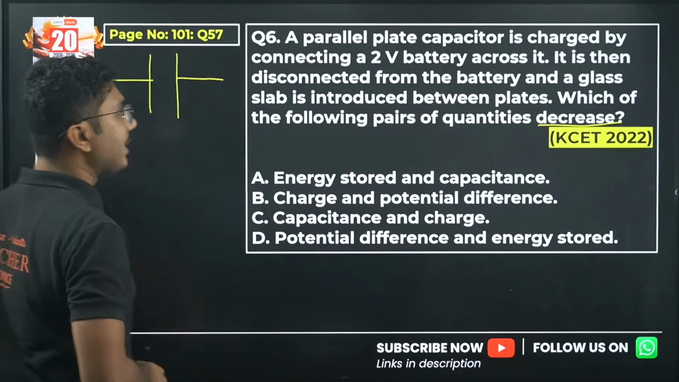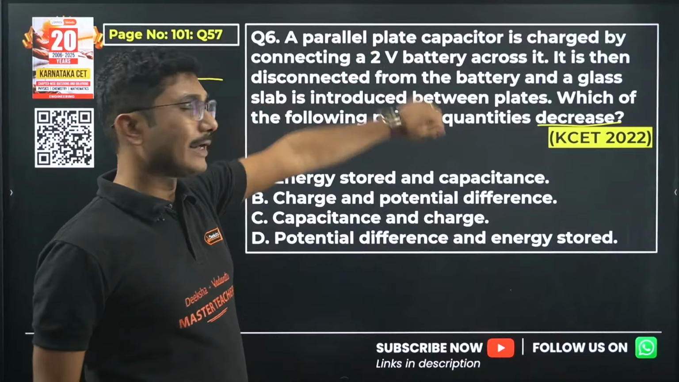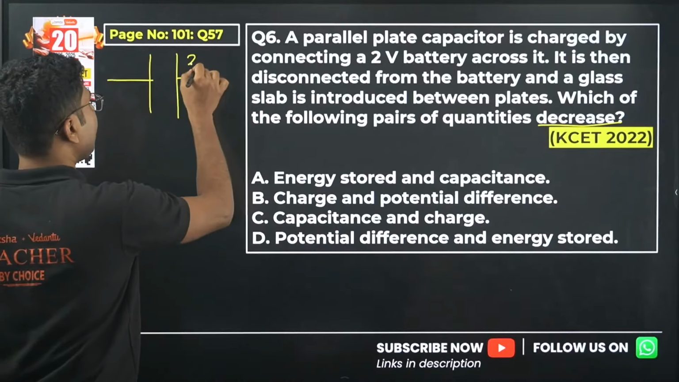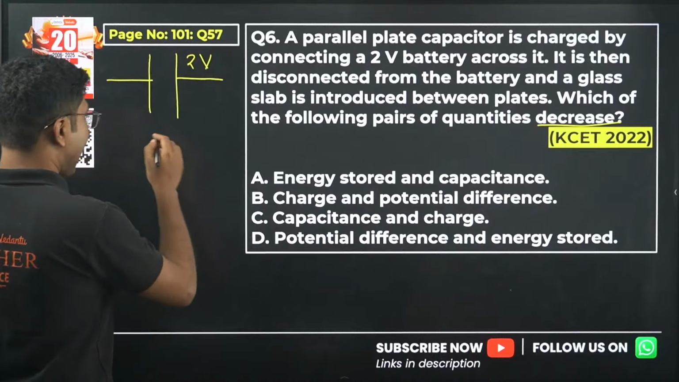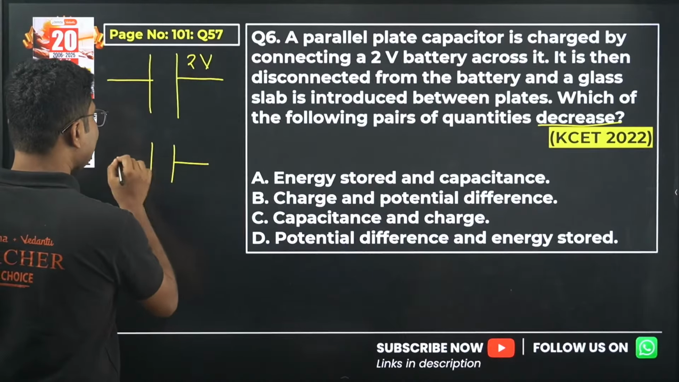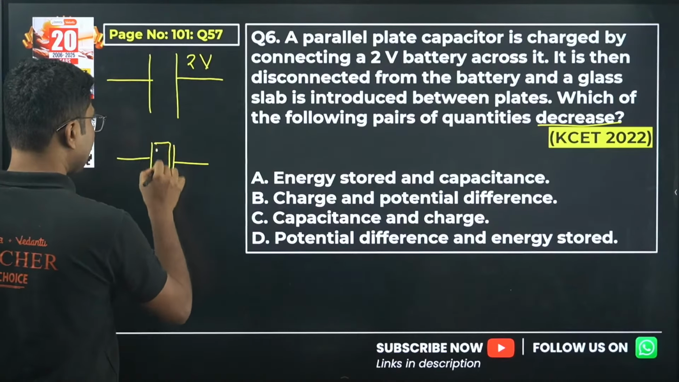First of all, here we have a parallel plate capacitor and it is charged by a battery of 2 volts. So the potential definitely will be 2 volt. Now the battery is disconnected and then we insert a glass slab between the plates. So initial capacitance is C1, next capacitance is C2. Suppose the dielectric constant is K, then C2 must equal K into C1. So we can see that capacitance increases instead of decreasing.